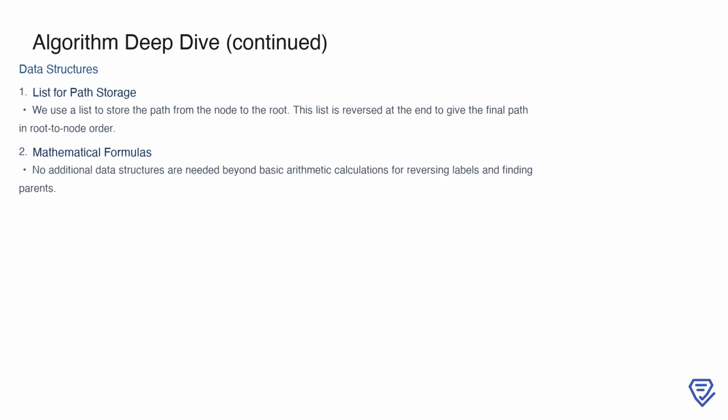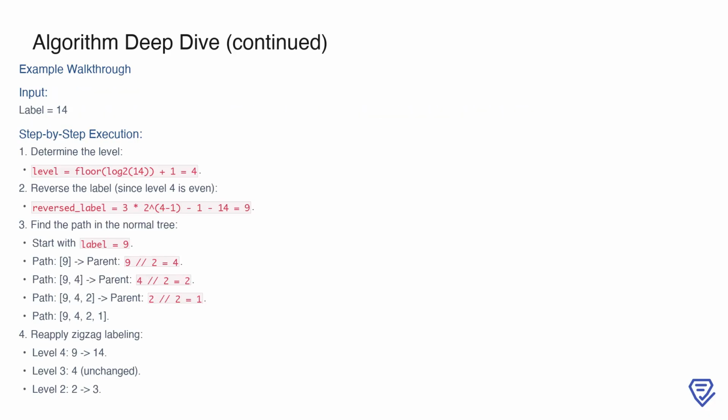To implement this solution, we rely on simple and efficient data structures. A list is used to store the path from the node to the root. This list is reversed at the end to produce the final path in the correct root to node order. Beyond this, no additional data structures are necessary. The solution relies heavily on mathematical formulas for reversing the labels and calculating parent-child relationships, which keeps the implementation straightforward and efficient. Let's work through an example with an input label of 14.